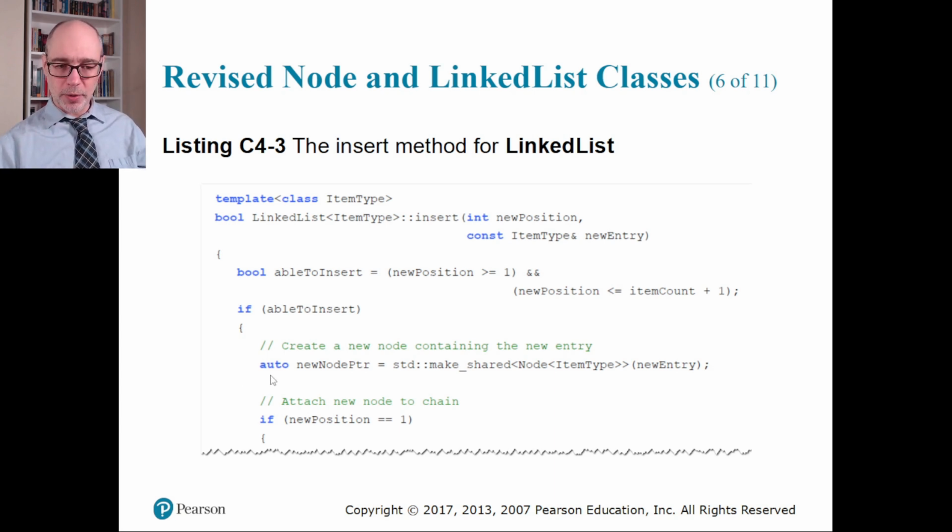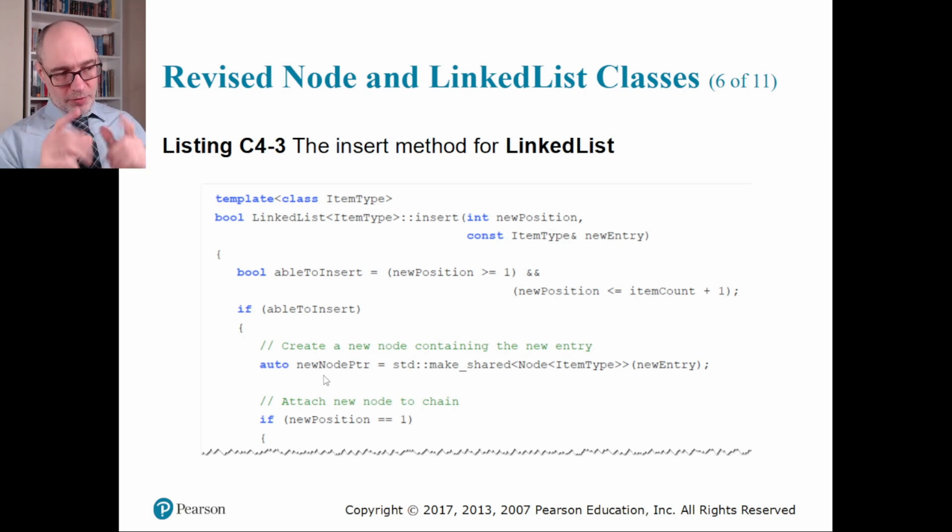Now, again, we're using auto there because the compiler can look over here and say, oh, the make shared function in this case is going to return a shared pointer of type node item type. So that must be the type you want for new node pointer. And it just does that automatically. Great. So it shortens that up a little bit.